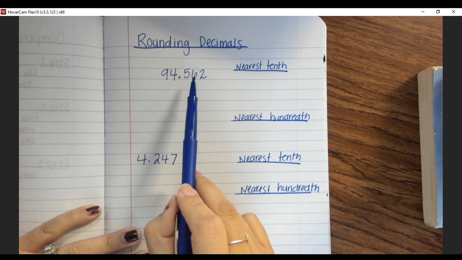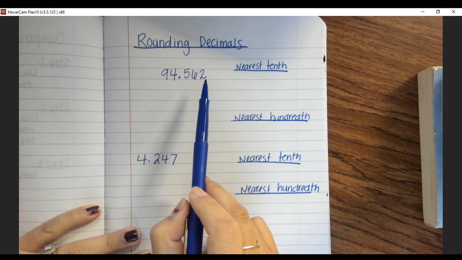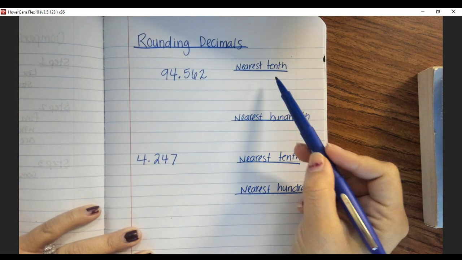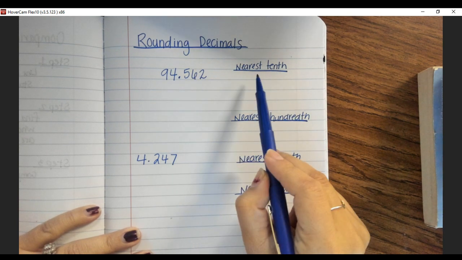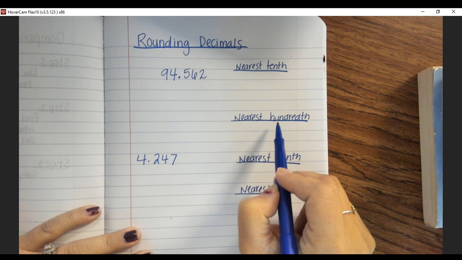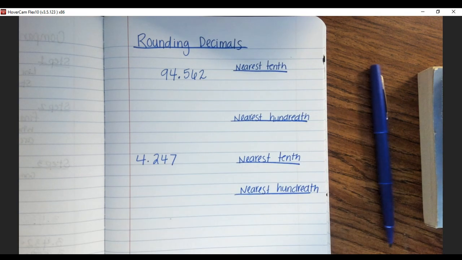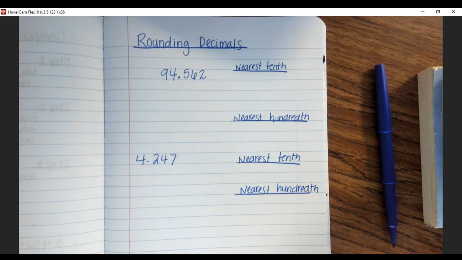and 562 thousandths. And you're going to see we're going to do an example on how to round this number to the nearest tenth, and then we're going to round it to the nearest hundredth. So I'm going to use a different color. So we're going to do the first one where it says round to the nearest tenth.